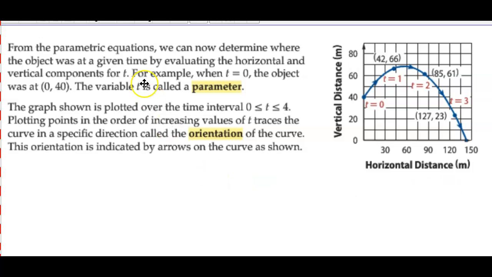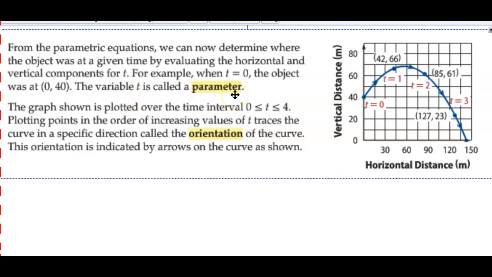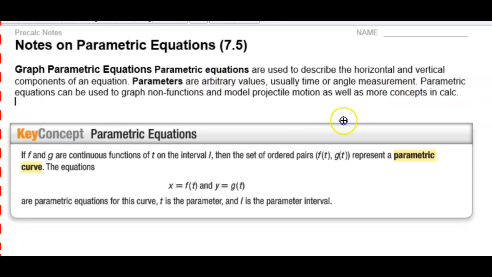So the parametric equations determine the object at a certain time. You can find both its horizontal and vertical components. The variable t in this case, which is time, is called a parameter. The graph is plotted over a set period of time. So this one is from 0 to 4 seconds. Okay. And you can indicate orientation because the graph is going to go in one direction or the other as time passes. So those are not in your notes. That was just an intro.